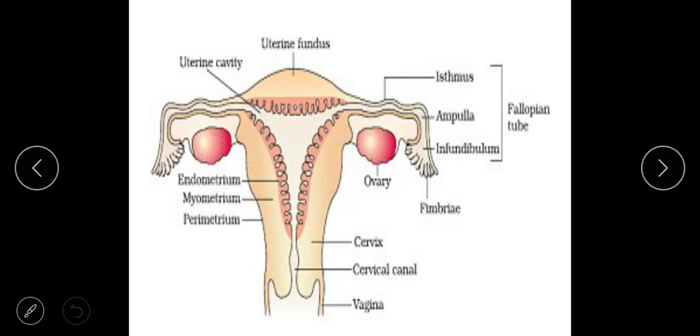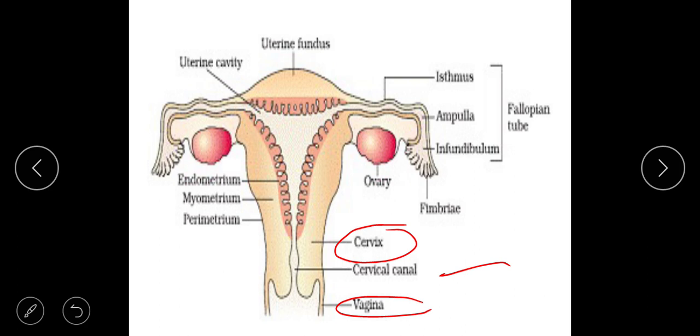This is the diagrammatic view of the female reproductive system, which consists of a pair of ovaries, then the fallopian tube, and the sac-like structure called the uterus. The mouth of the uterus is called the cervix, and here there is a cervical canal, or vaginal canal, also the birth canal, and this is the exterior opening, which we call the vagina.